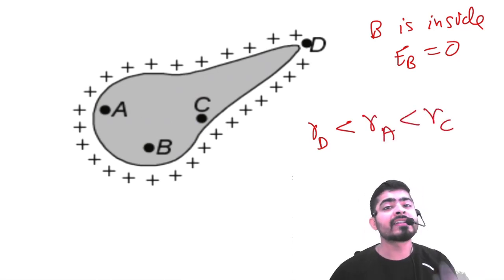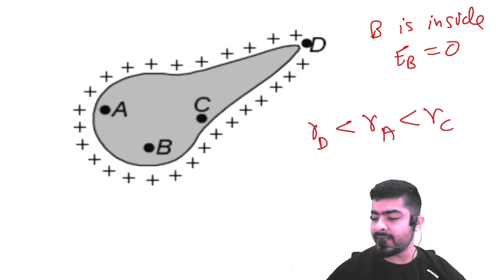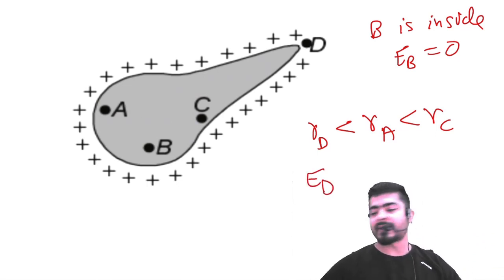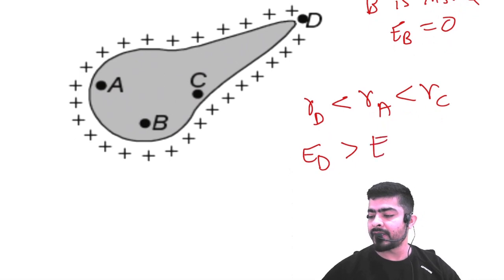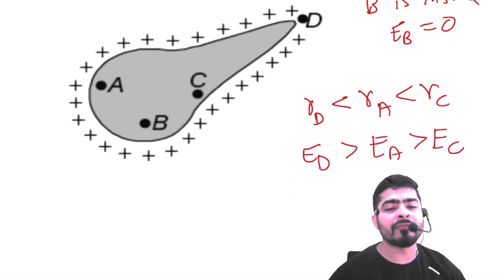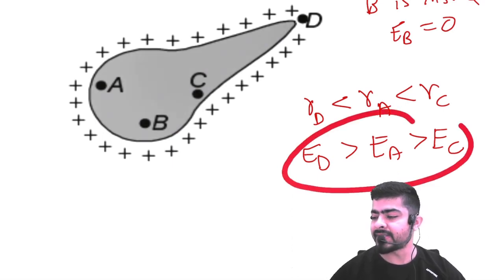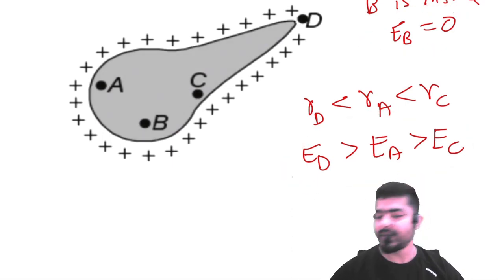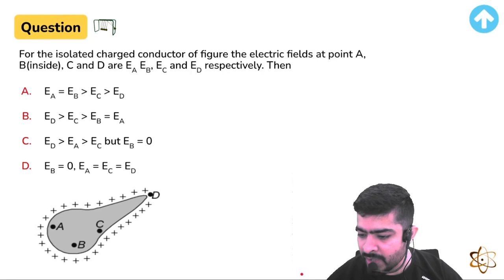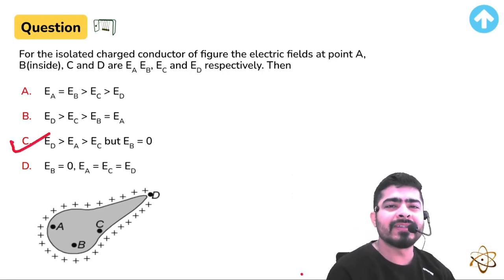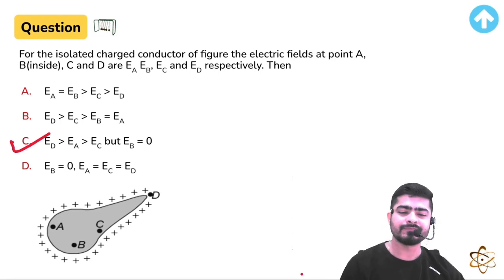But electric field is inversely proportional to the radius. So the electric field at D will be maximum, then A, and then C. This is your order for electric field among these three, and EB is 0. Alright, so which option should I mark? D, A, C. Option C will be the correct answer. Okay, good.